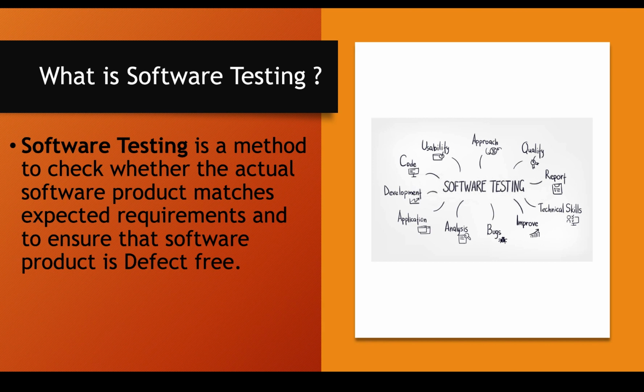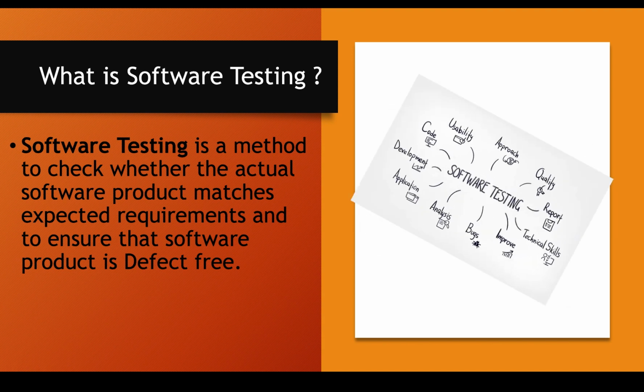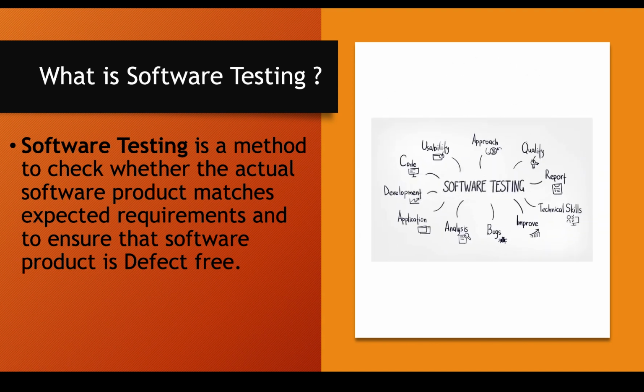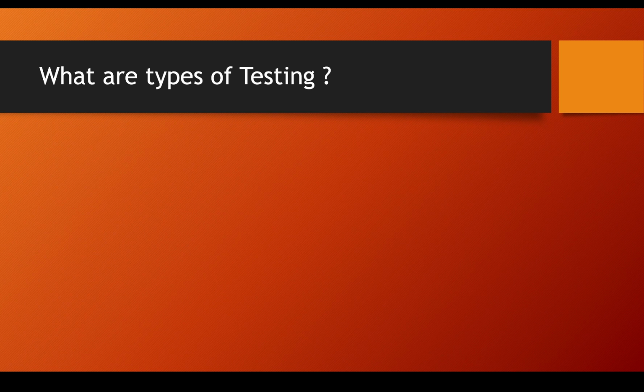We will not have any glitch on the software, right? So regarding this diagram, software testing has a lot of fields like quality, reports, technical skill, improve, bugs, analysis, application. All these things we will discuss in the further sections, so we will just leave this one. So in the next one, what are the types of software testing?